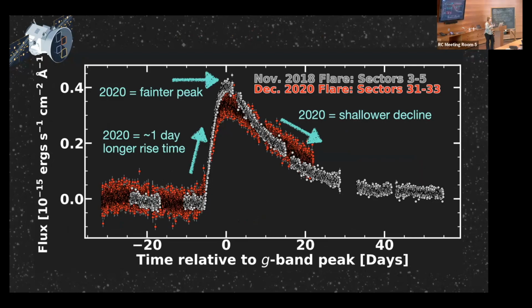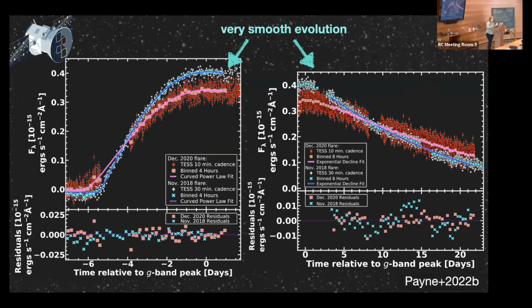But we are starting to see some small variations. In 2020, that flare rose, took about a day longer to rise to a fainter peak, and there was a bit of a more shallower decline. So again, same general shape, slight differences. But what was really important from the test data is that we conclusively see just how smooth the evolution is, which was definitely not apparent at all from the ground-based data alone.